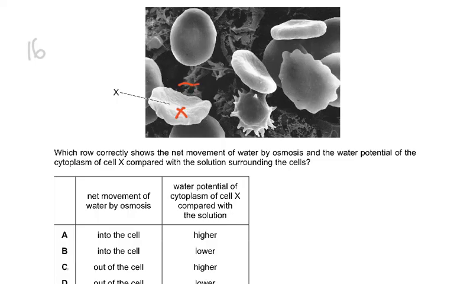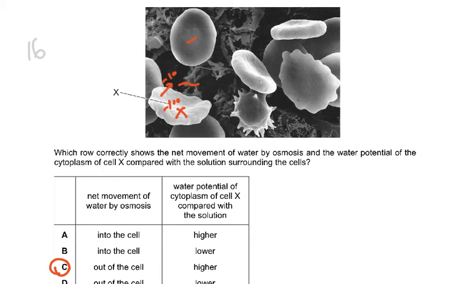So what is starting to happen? You can see these are the normal ones. These are fine, but this one is starting to lose its shape. So the answer is C, the net movement of water is out of the cell. Why? Because the cytoplasm has a higher water potential. This would be minus 100. Outside would be minus 10. So water is moving out. That's why it's starting to shrink.